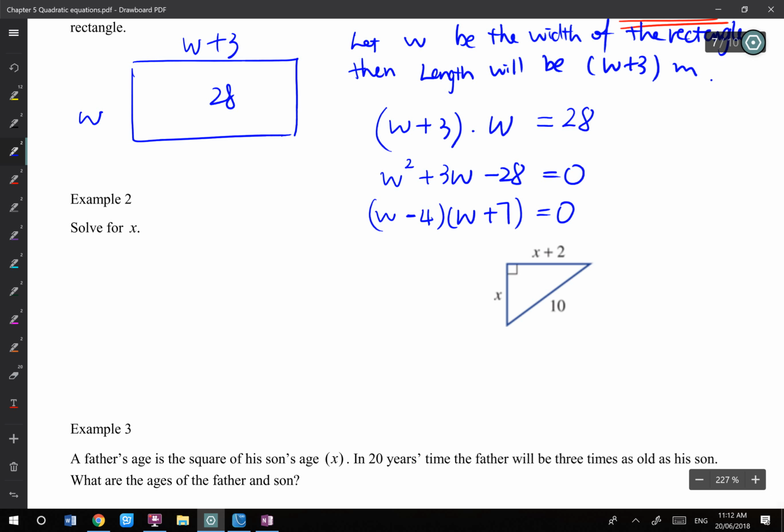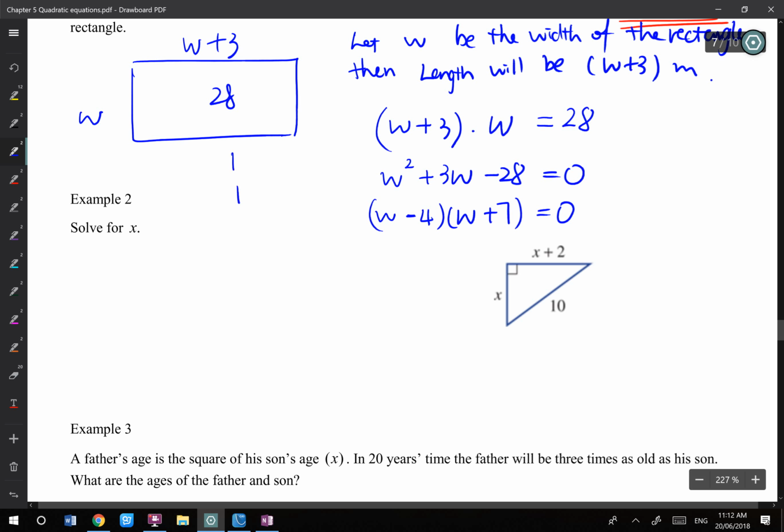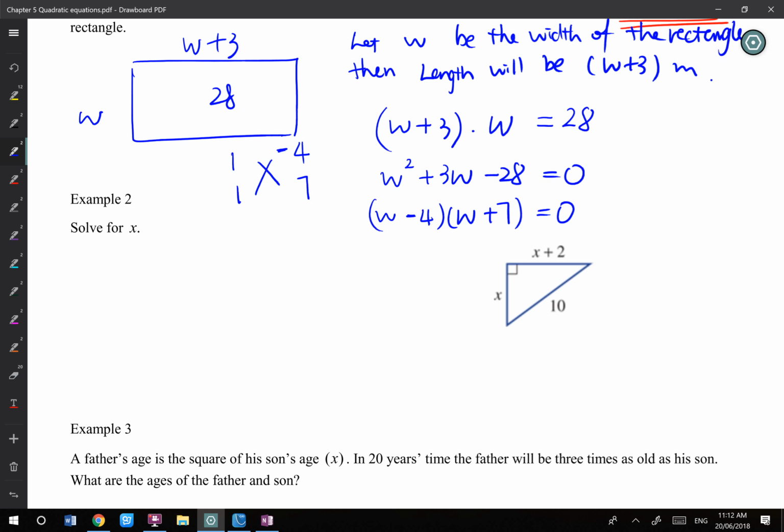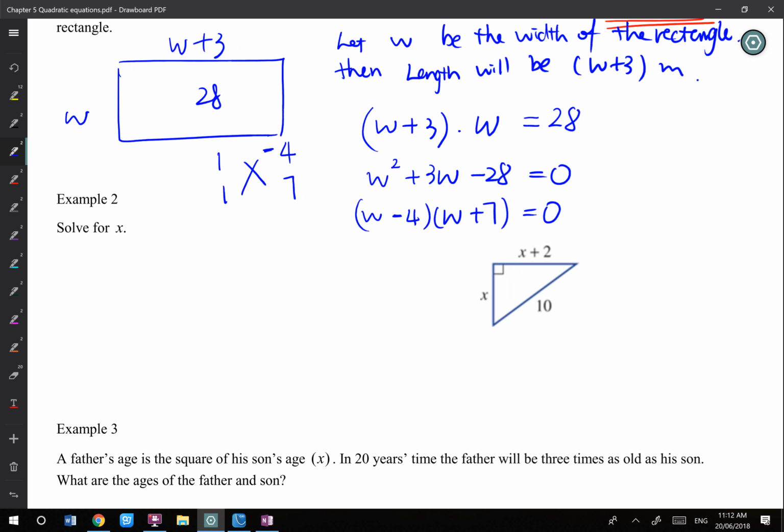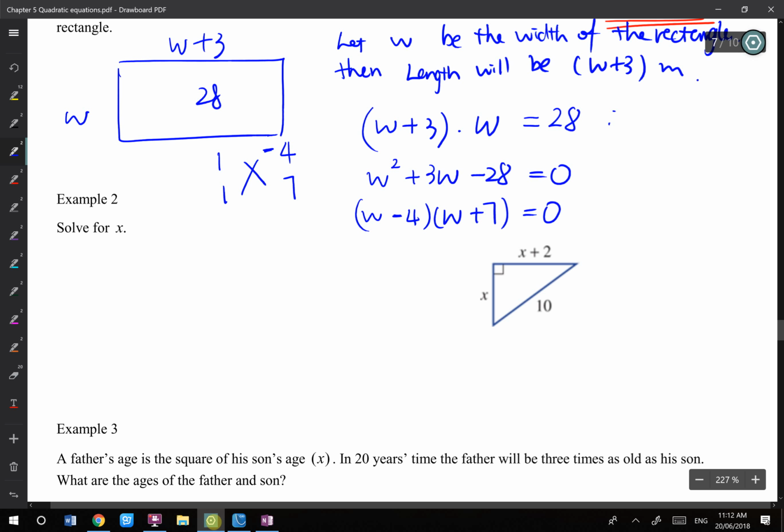Okay, we can cross multiply that. 1, 1, 4, and 7. I need a positive 3, so I need a negative 4. So W minus 4 and W plus 7 give you 0. W minus 4 times W plus 7 gives you 0. So W equals 4, or W equals minus 7, by solving by factorisation.